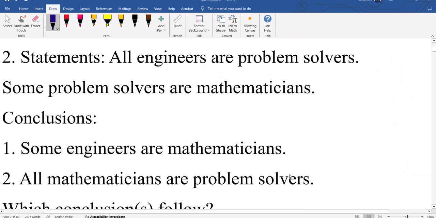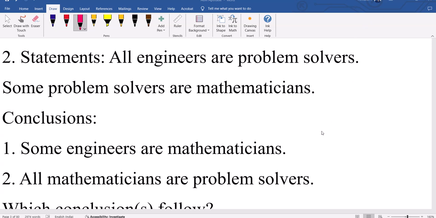Right. Now let's see the syllogism question. What's the answer? Is it both conclusions true? Only one conclusion, only two conclusions? Yes? Right, so what's the answer you said?